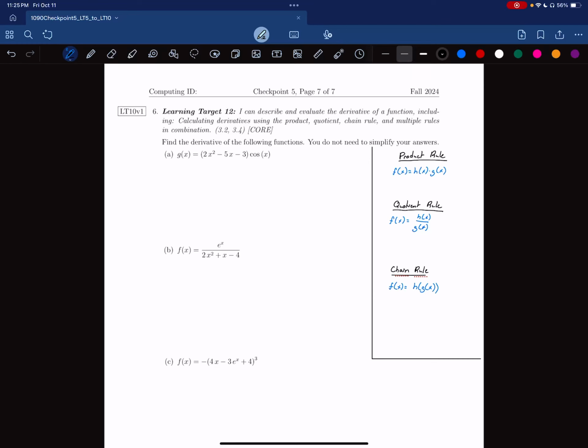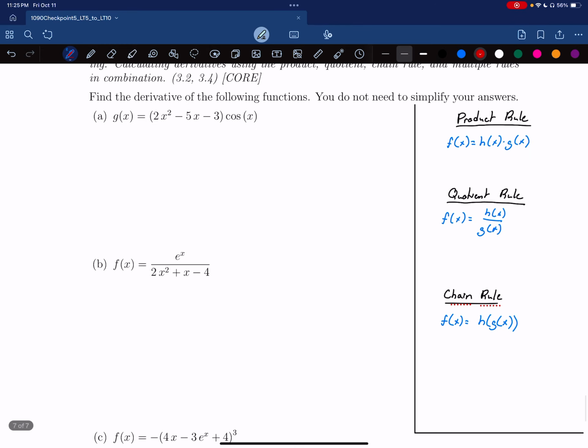Hey everybody, today I'll be going over learning target 12, which once again relates to derivatives, but this time more specifically using the product rule, the quotient rule, and the chain rule. So before we get into the actual problems, I was hoping we could do some review of what these rules are and what the different equations are used for them.